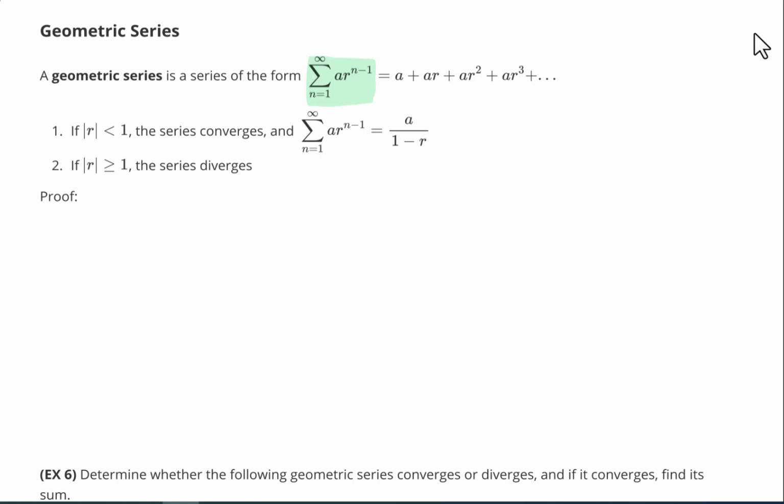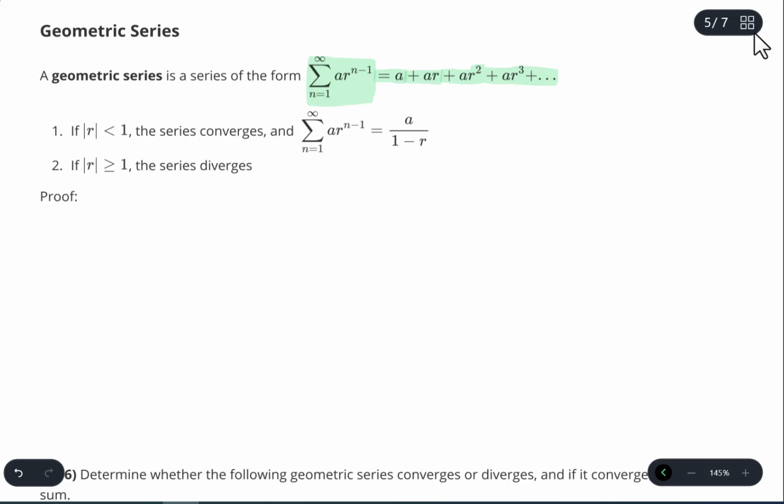So what that looks like is if we let n equals 1, we would have a times r to the 1 minus 1, which is a times r to the 0th power, which is just a. So the first term in this sequence is a. The next term in the sequence, when n is 2, would be a times r to the 2 minus 1, which is a times r to the first, or just a times r. And then this pattern would continue, a times r squared, a times r cubed, and so forth.